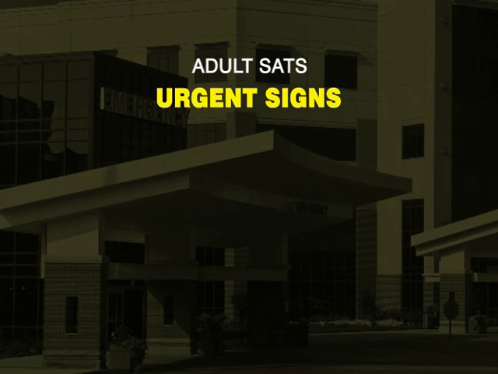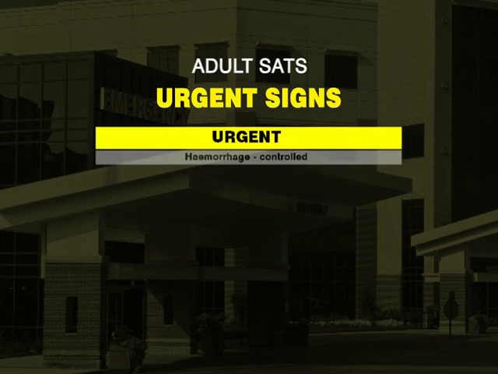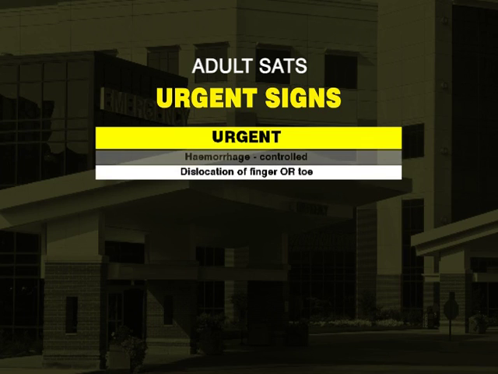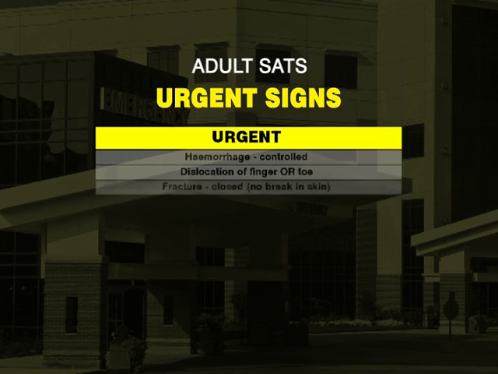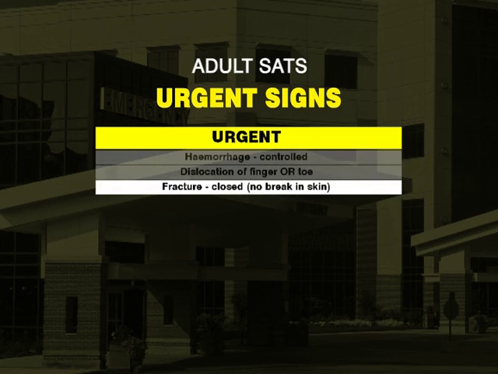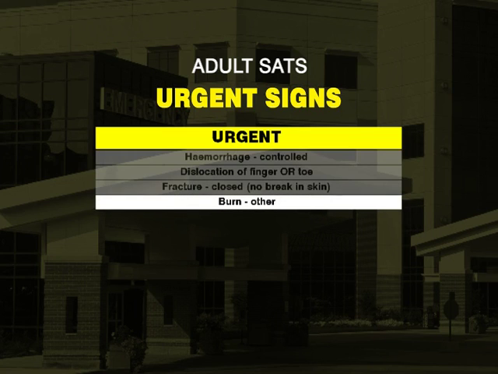Urgent signs for the adult patient. Hemorrhage controlled. If a patient presents to the emergency center with an active bleed and you apply direct pressure to the site of trauma and are able to control the bleed, this would be considered an urgent sign. Dislocation of finger or toe. Closed fracture with no break in the skin. Any other burn smaller than 20%.